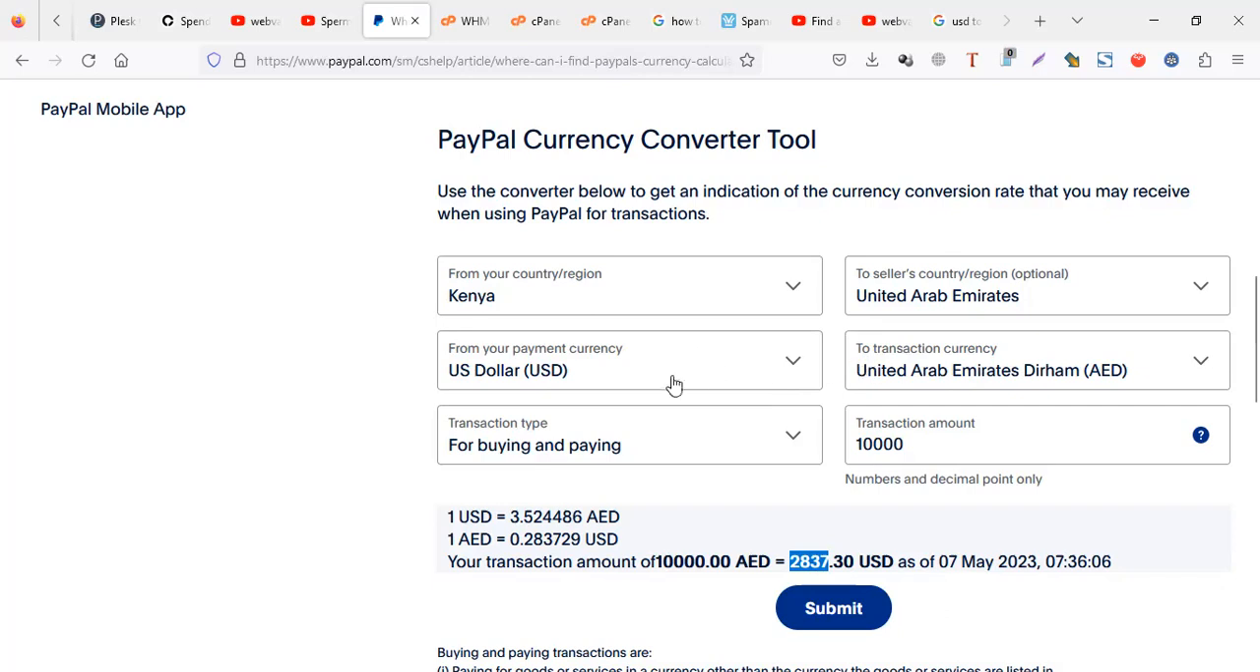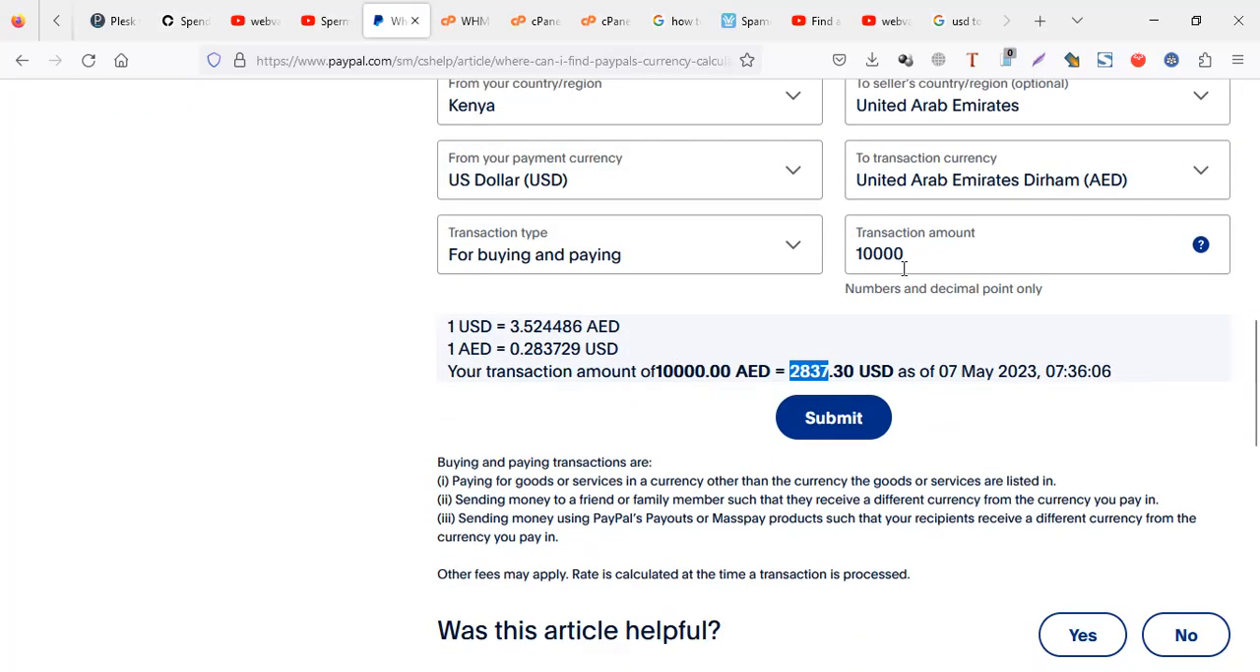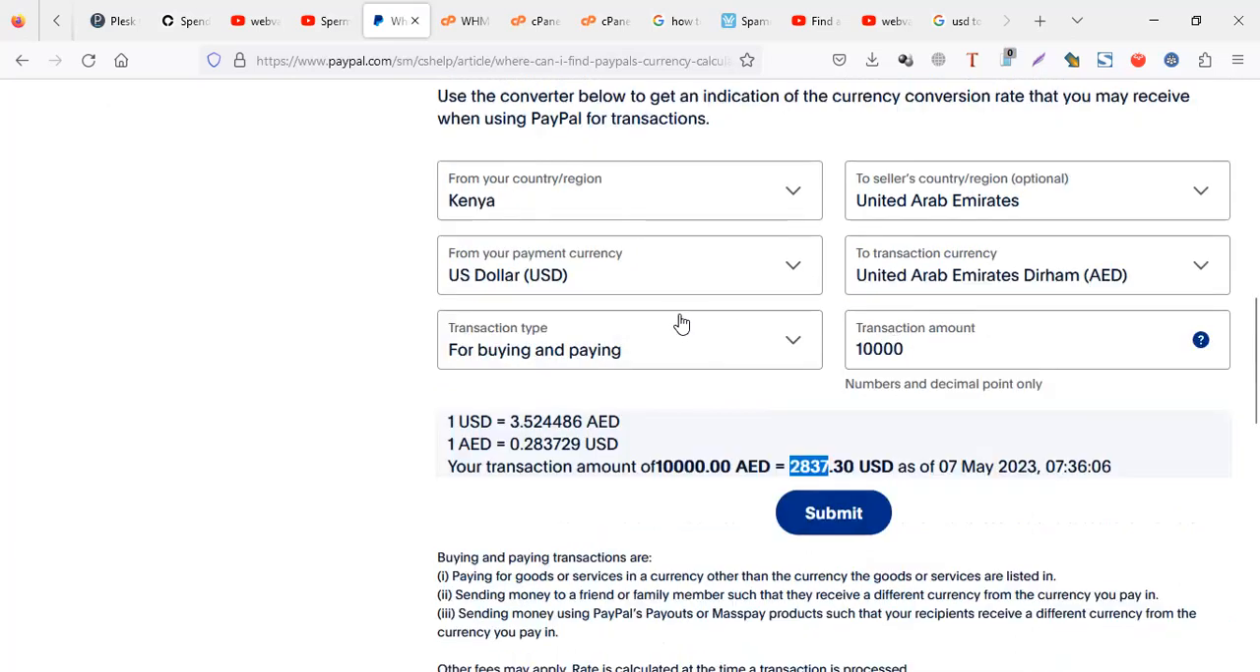Because sometimes these prices are in US dollars, you're buying software in US dollars, but you don't know how much you're going to end up paying in your local currency. So with this link, you can know how much it's equivalent to in your local currency.